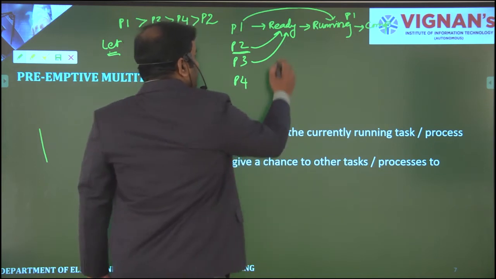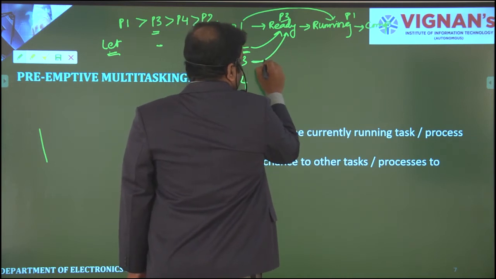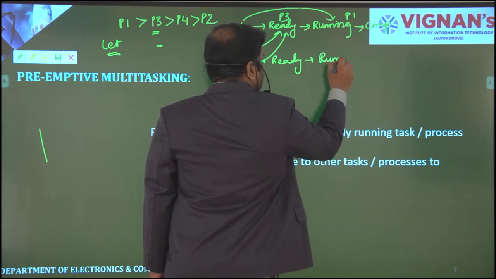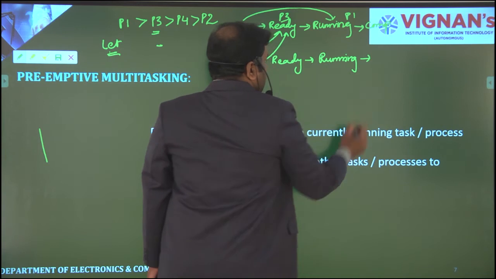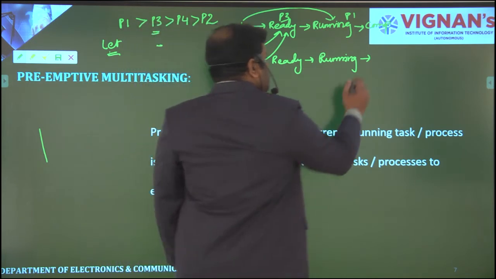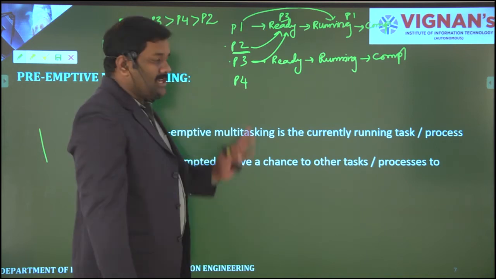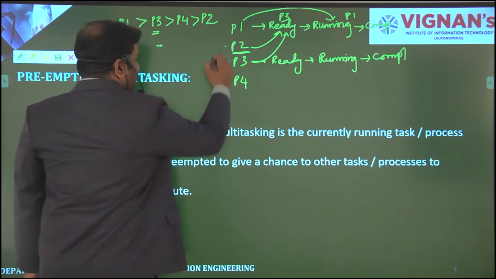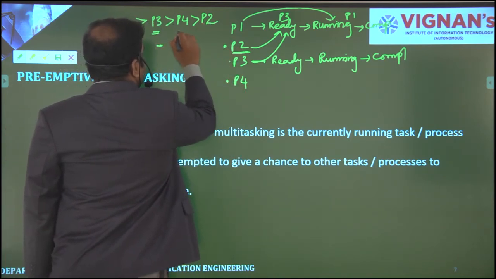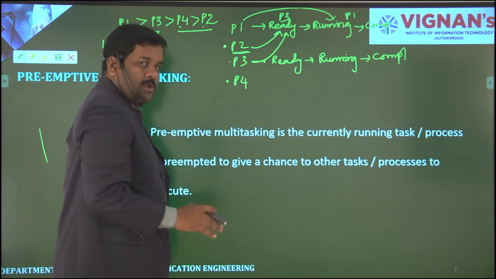Once it is completed, the ready state has P3. So P3 will reach the ready state, and then from the ready state it will reach the running state. While comparing, P2 has lesser priority than P3. So P3 will go to the completed state. Once P3 reaches the completed state, again which processes are pending? P2 and P4. While comparing P2 and P4, P4 has higher priority than P2. So P2 will still be in the holding state only.